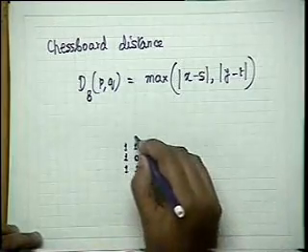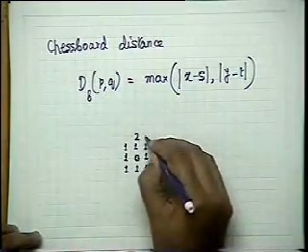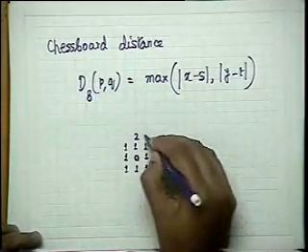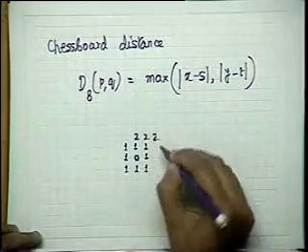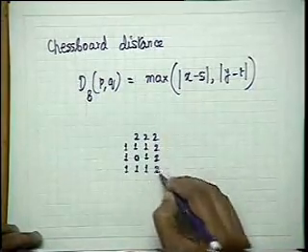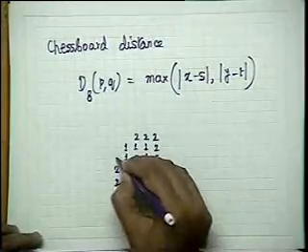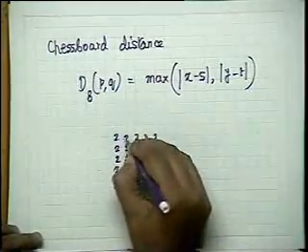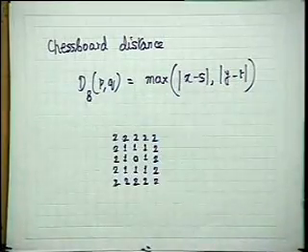Now take this neighbor, this is having 2. What about the distance of this? 2. What about the distance of this? 2. And 2, 2, 2, 2, 2. Okay. This is how my distance matrix will look like.